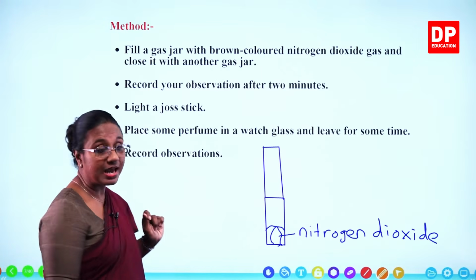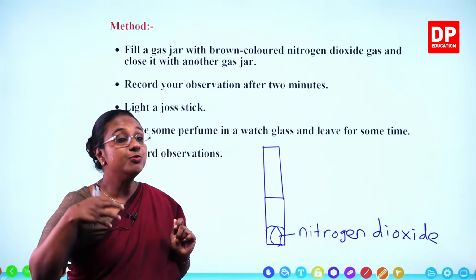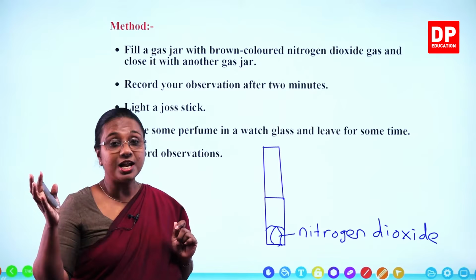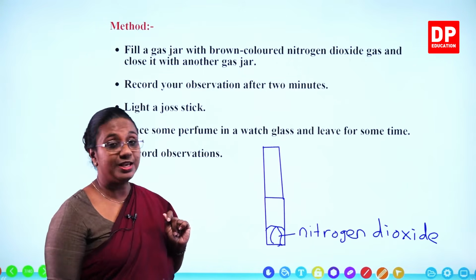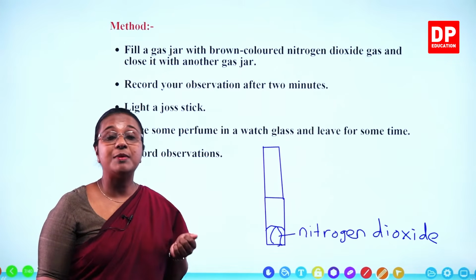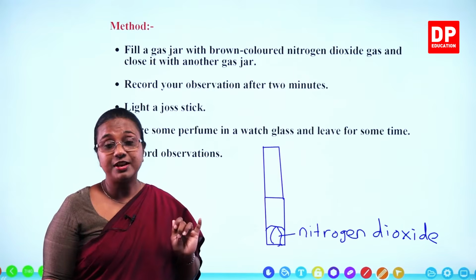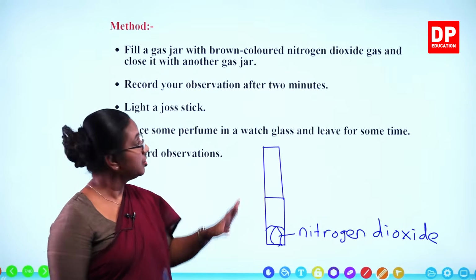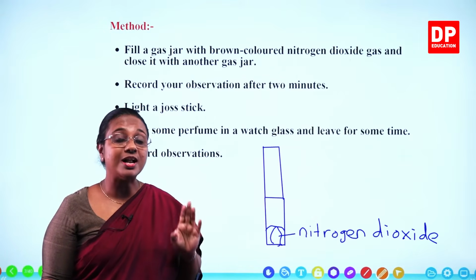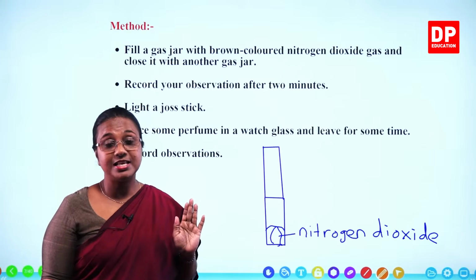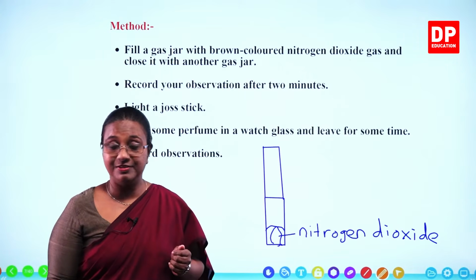You all know when you light the joss stick, not only the fragrance, you can also see the fumes coming off, a greyish color fume. You have to observe that. And also what happens when you have a small amount of perfume in a watch glass. Or else we can spray the air freshener and observe what happens. So those are very simple activities, 3 different activities to understand the discontinuous nature of gases. Now we will go to the lab and do the activity.